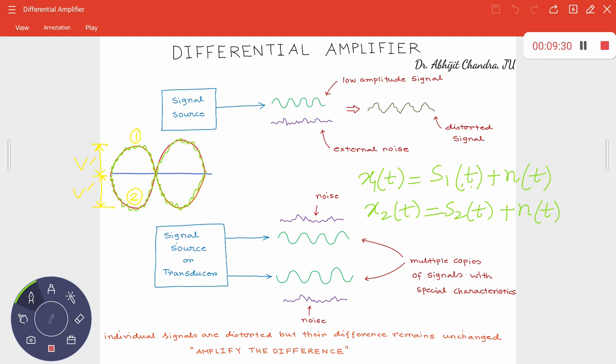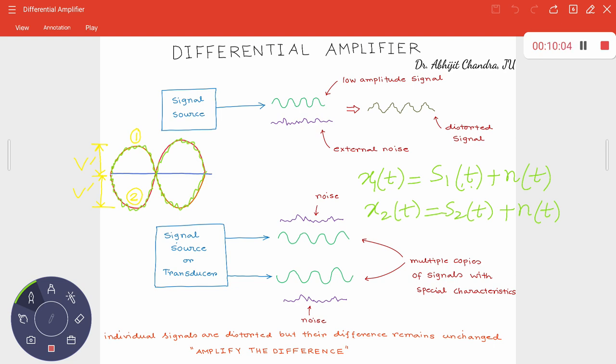Even without doing any kind of amplification, you can have a magnified version. For example, if I consider the first signal, the original signal, the peak was V dash, so the peak to peak variation is 2 V dash. Similarly, for the second signal, the peak to peak is 2 V dash. If you consider the difference signal, x1 of t minus x2 of t, that signal has a variation from 2 V dash minus minus 2 V dash, so here the value is 4 V dash.